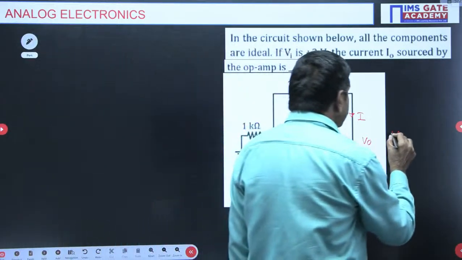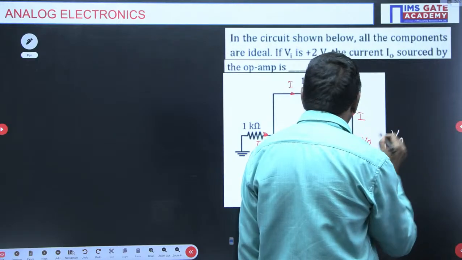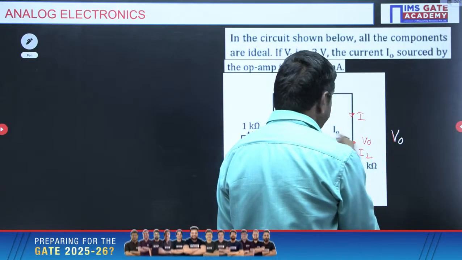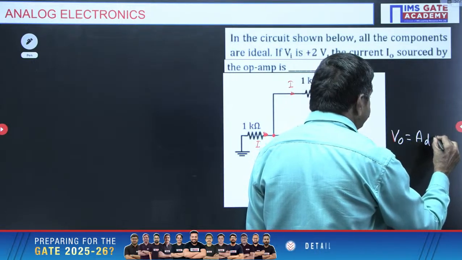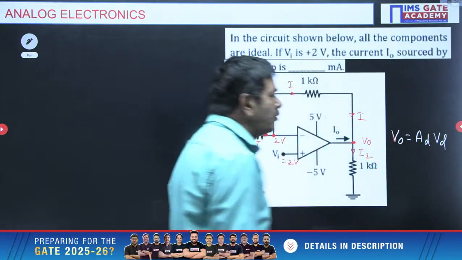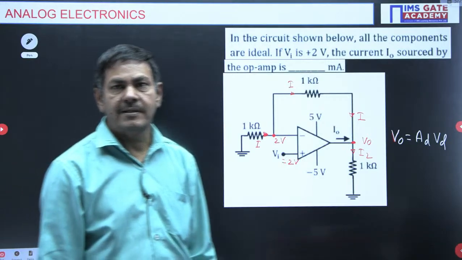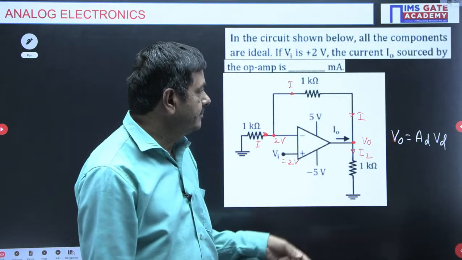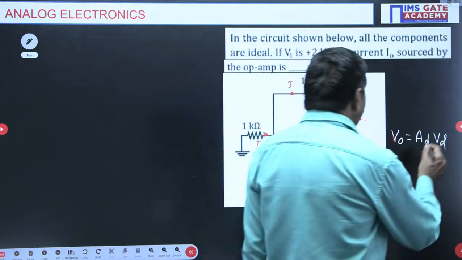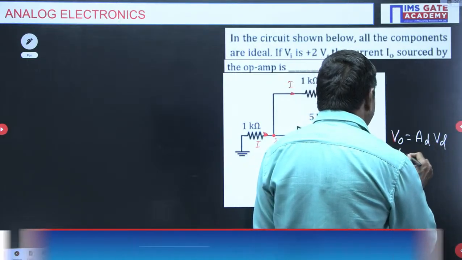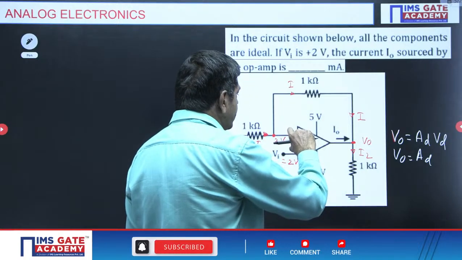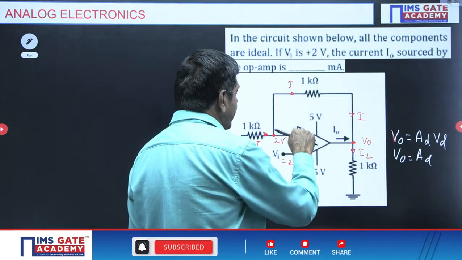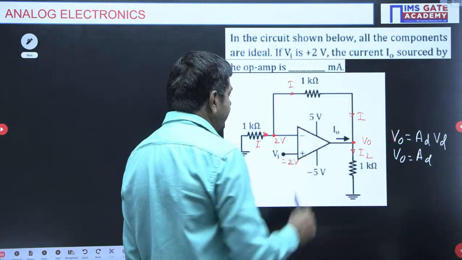V0 is nothing but the output voltage of this op amp. AD into VD is the general formula, applied for V0 in the ideal case. V0 is nothing but AD into VD, where VD means the difference of these voltages: V plus minus V minus.